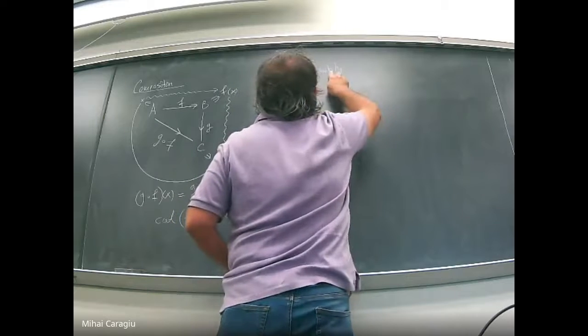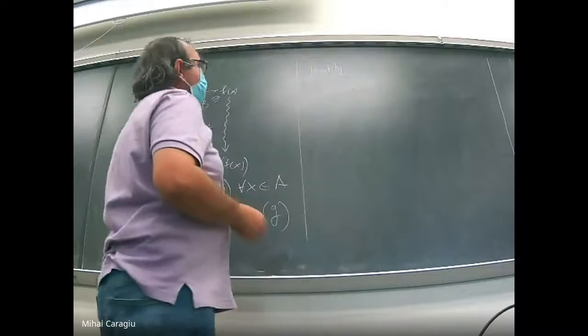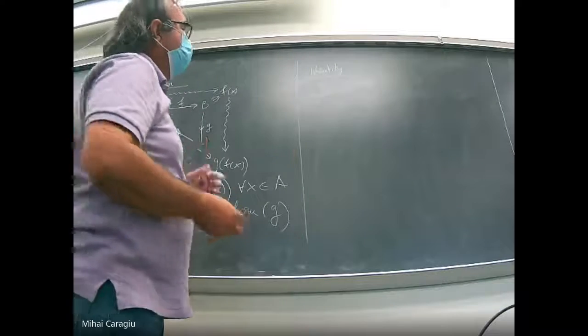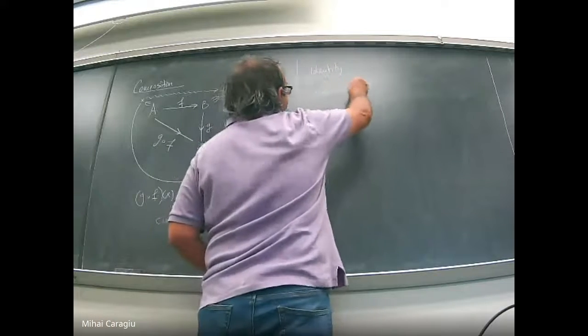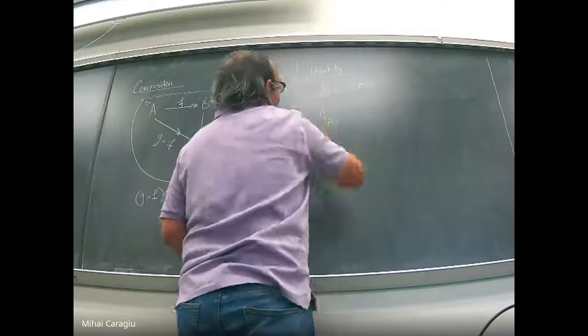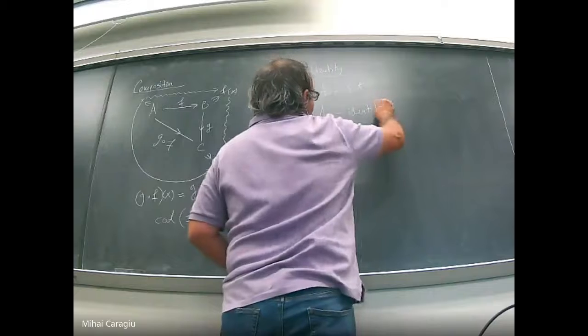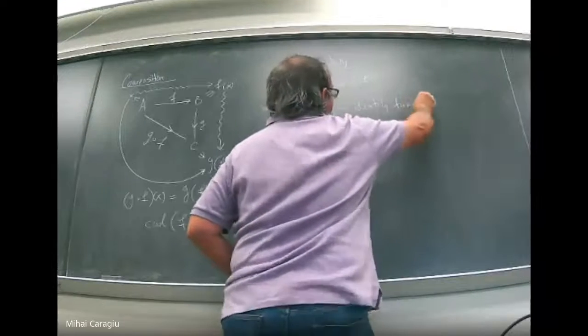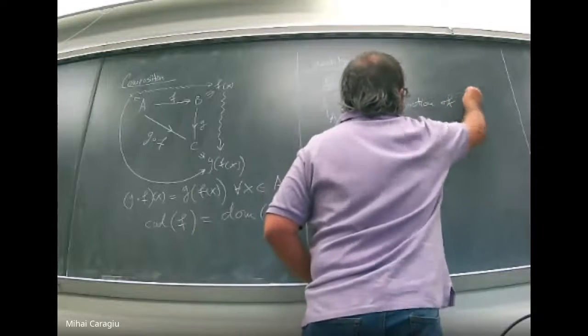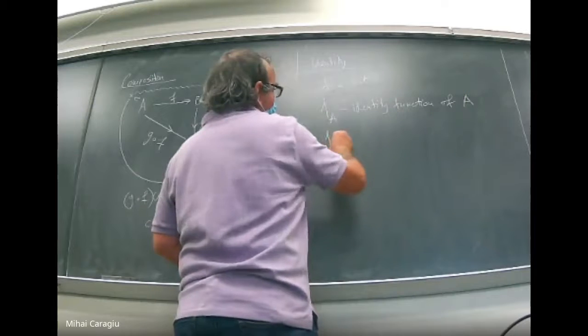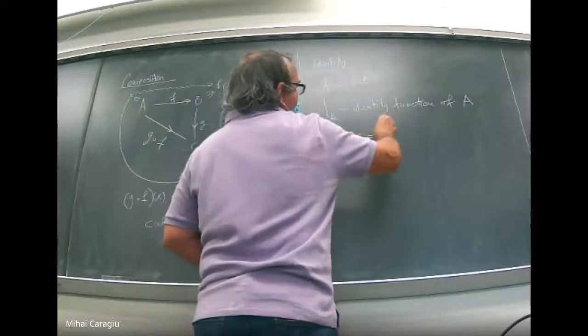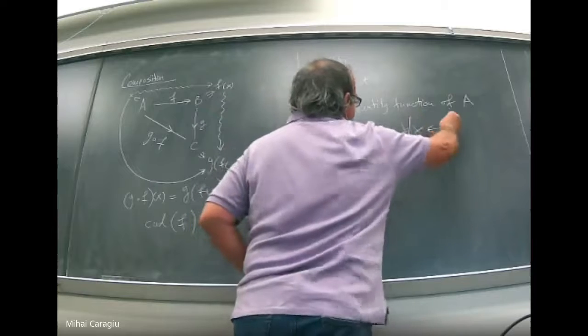Identity. So each set has its own identity function. A is a set. Define 1 sub A, the identity function of a set A, simply by 1 sub A of x equals x for every x in A.